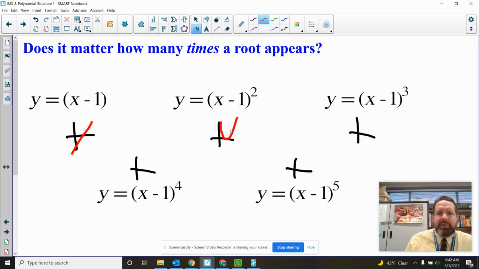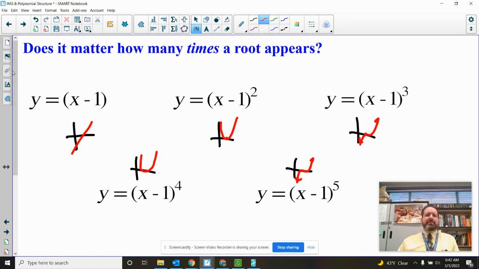Here, we had a parabola that came down and just touched. Here, we went through, but it kind of leveled off in the middle. For the fourth, we again came down and just touched. And then for the fifth, we once again went through, but kind of leveled off in the middle.